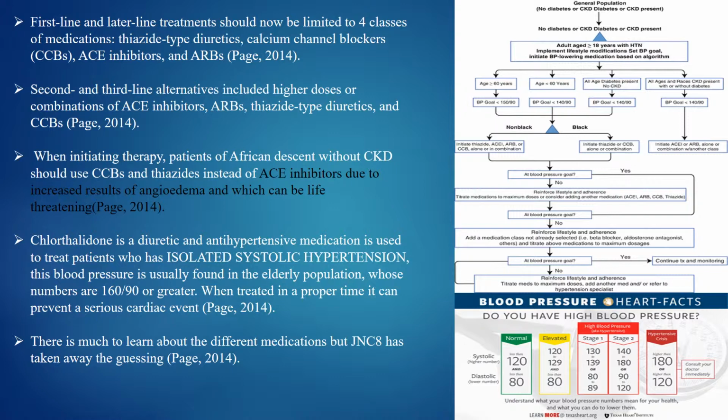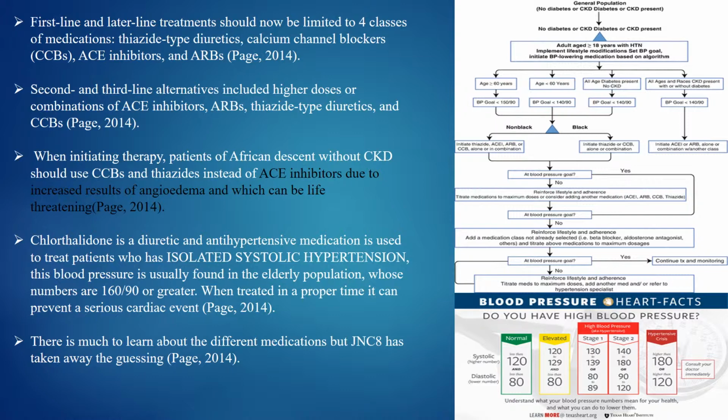Now, remember, when you're taking care of a patient of African descent without chronic kidney disease, try to use a calcium channel blocker and a thiazide instead of ACE inhibitors due to the risk of angioedema. I read an article when my mom had suffered with angioedema and she almost died. I was shocked at how many people actually go to the emergency room to get treated for angioedema after being started on an ACE inhibitor. And that right there alone can affect the healthcare costs. And then also, patients will become scared to even take another blood pressure medicine. So we got to be careful and make sure that we are knowing these recommendations.